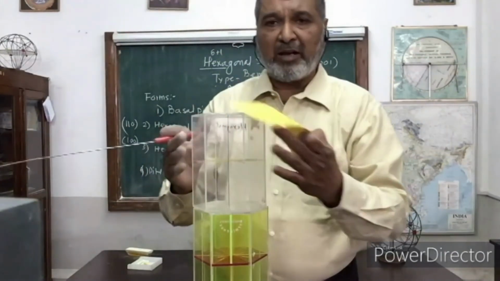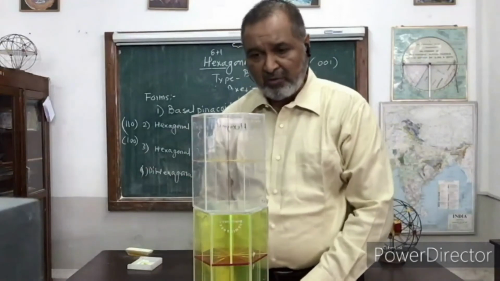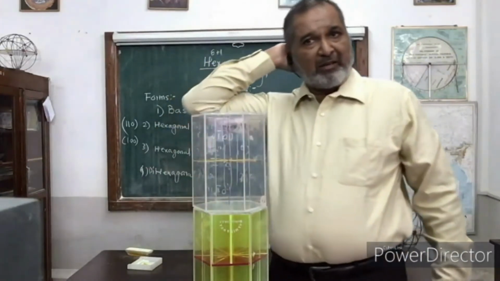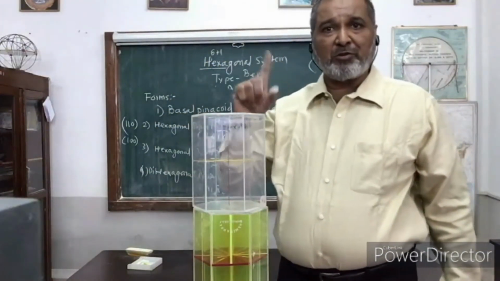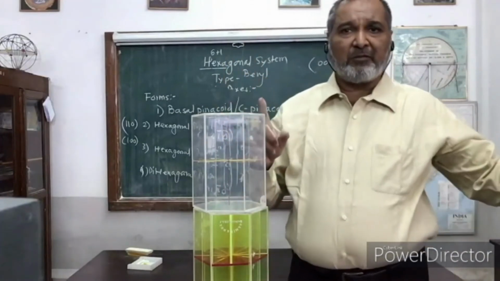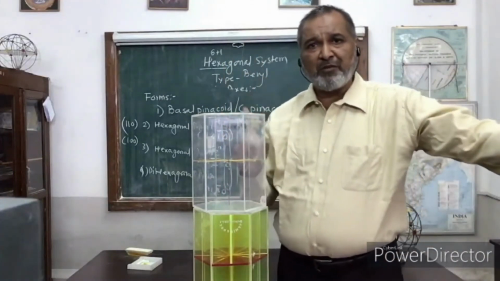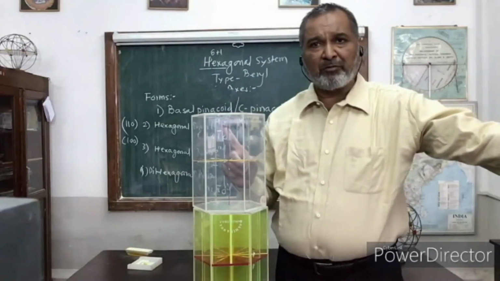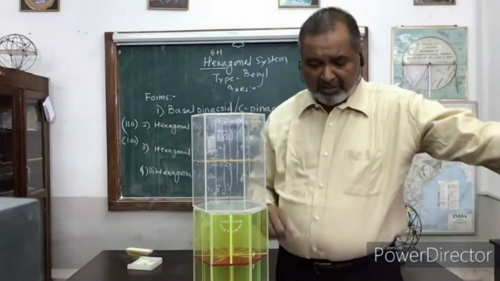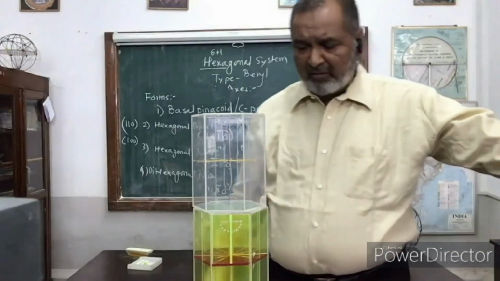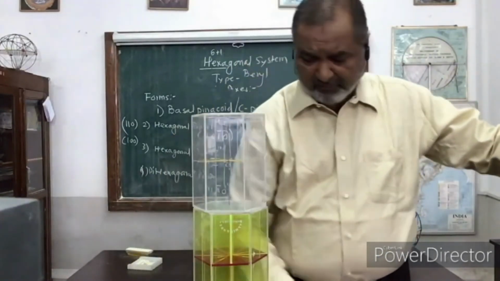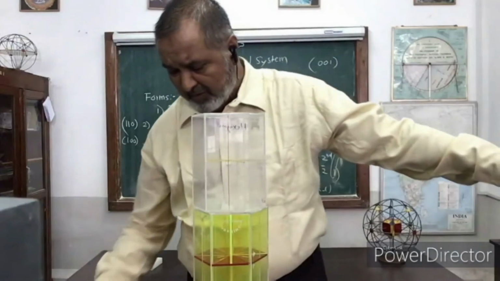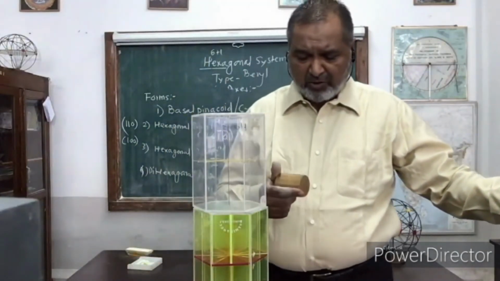So here we have the first model, which is 230, where we have the basal pinacoid 0 0 0 1, and the second one, hexagonal prism first order 1 0 bar 1 0. So that is the first model which we have. One or two forms will be there in each system. The next one we have is model number 240.